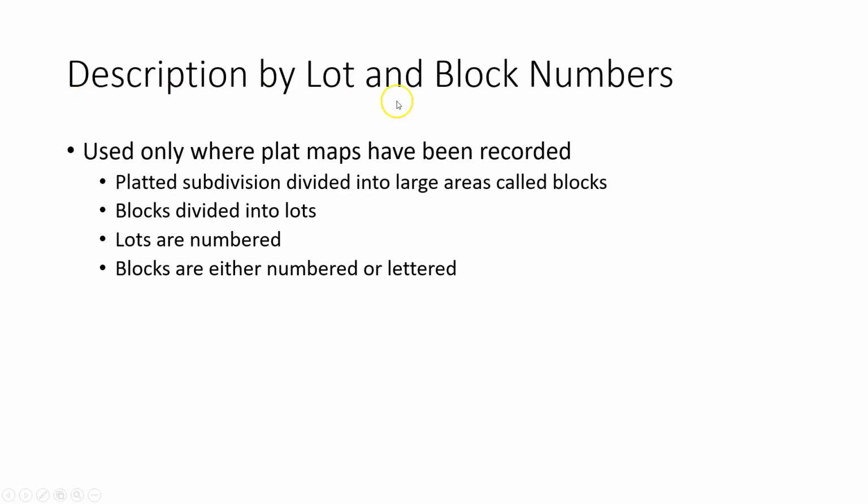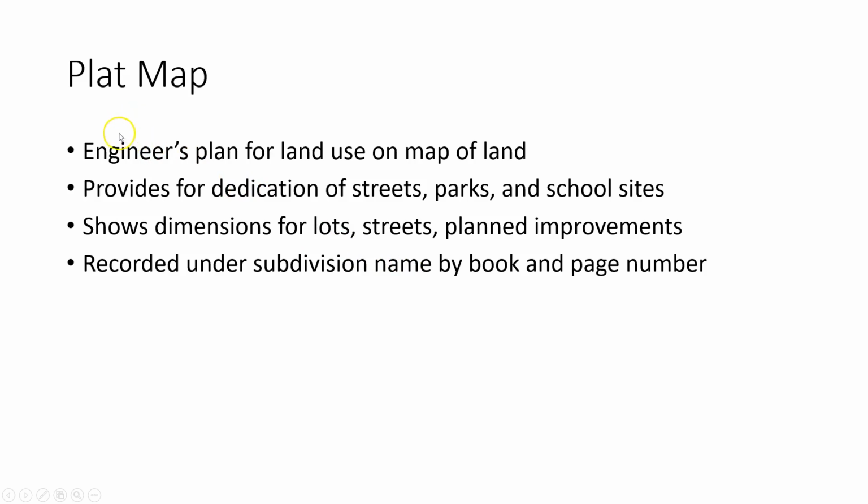Then we come finally to subdivisions. Subdivisions by lot and block numbers, used only where plat maps have been recorded. Platted subdivision divided into large areas called blocks, and blocks subdivided into lots. Lots are numbered and blocks are either numbered or lettered. First of all, the engineer's plan and a survey from the owner developer for the land is put onto the map of the land. It provides for dedication of streets, parks and school sites, shows dimensions of lots, streets, planned improvements, and is recorded under the subdivision by book and page number.